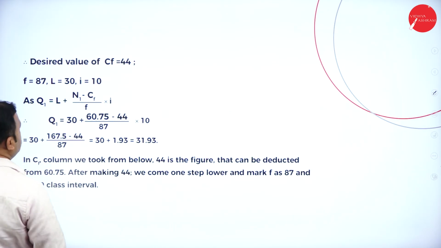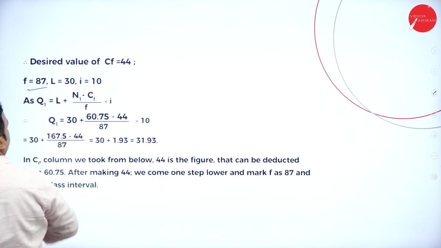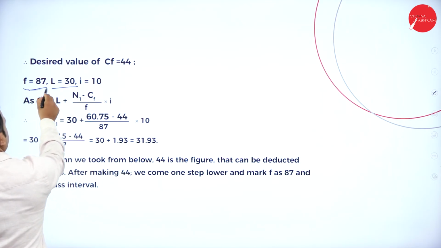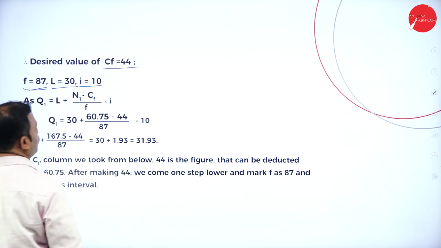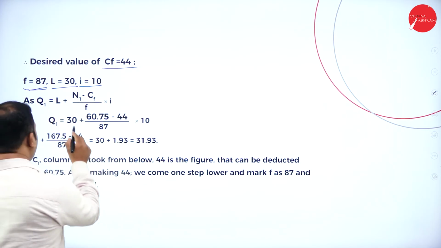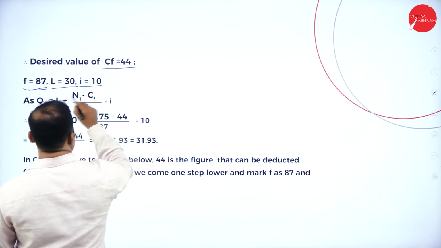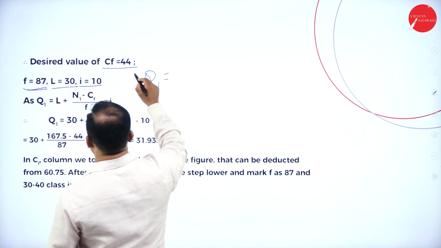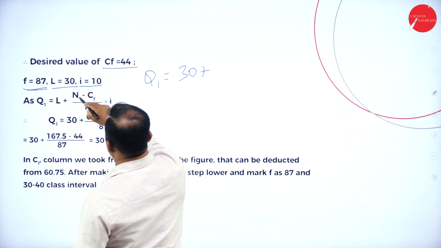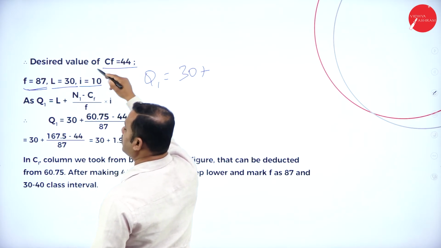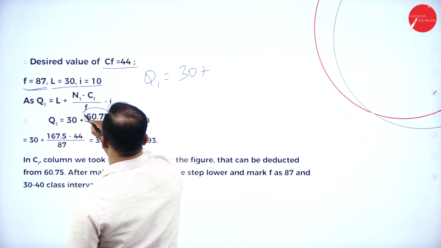If that is the case, please see here. L is equal to 30, F is equal to 87, I is equal to 10, then cumulative frequency is equal to 44. Then if I substitute all these values into this formula, Q1 is equal to L, L is equal to 30, 30 plus N1. What is the value of N1? N1 is equal to N by 4, that is equal to 60.75.